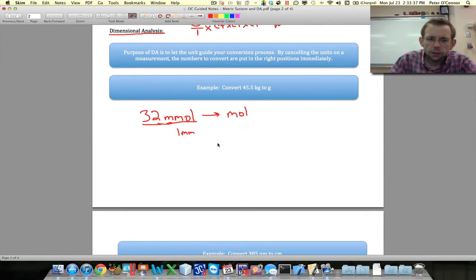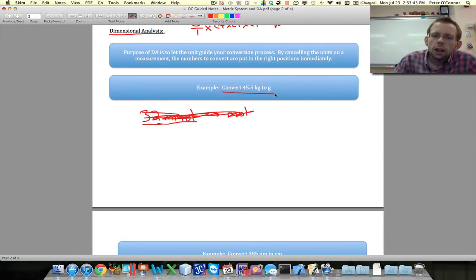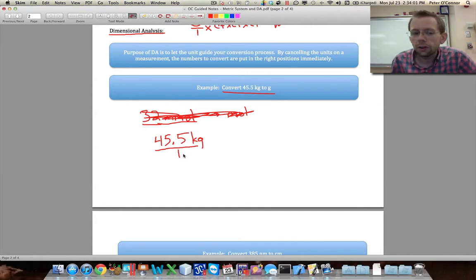All right. So now, let's get rid of this. Let's forget about this. Let's do this problem here. Okay? Convert 45.5 kilograms to grams. All right? So 45.5 kilograms. That's what I'm given. So it goes over 1. Right, 1. Always put it over 1.